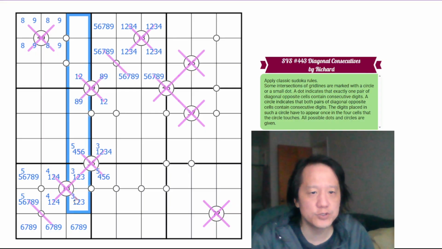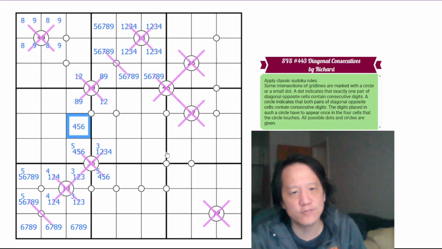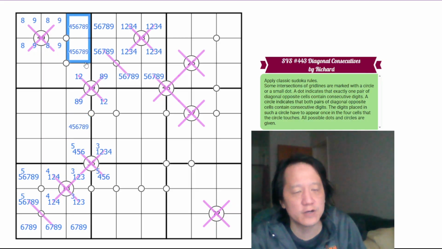We have a 1, 2, 3 triplet, which eliminates 1, 2, and 3 and the rest of column 3. So that leaves this 4 through 9. 4 through 9. Obviously, this can't be 9 or 8.